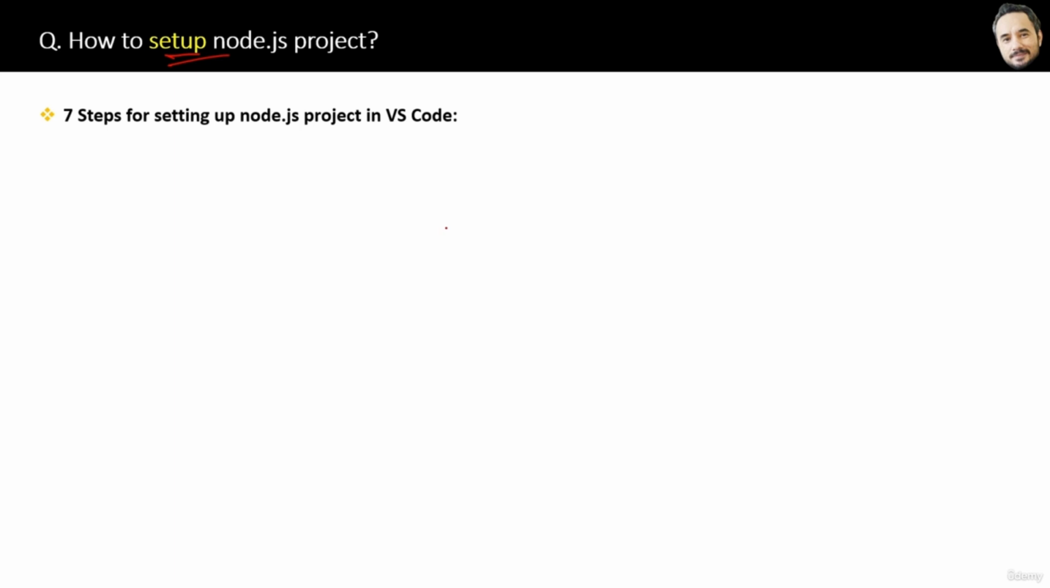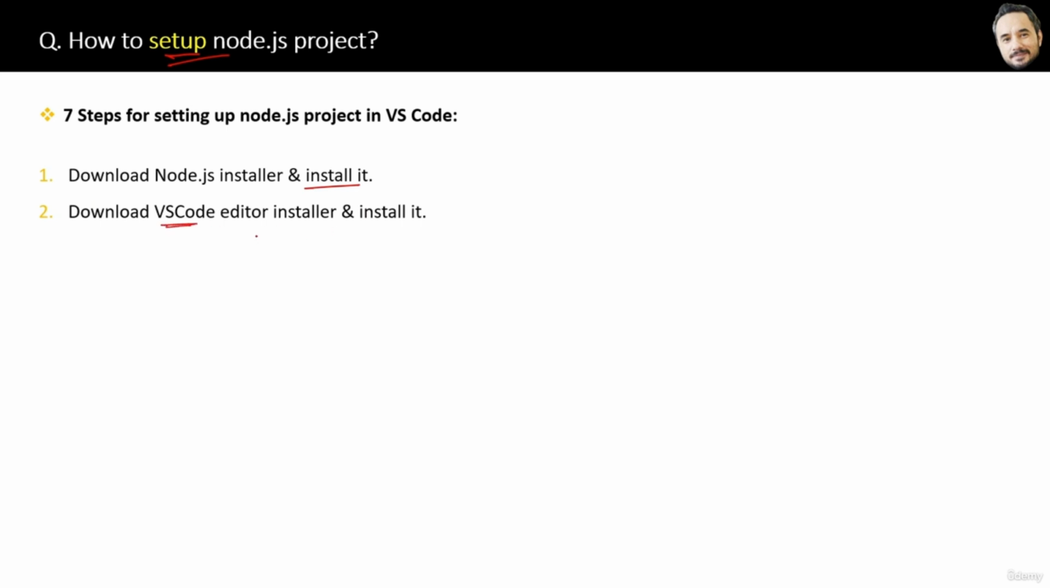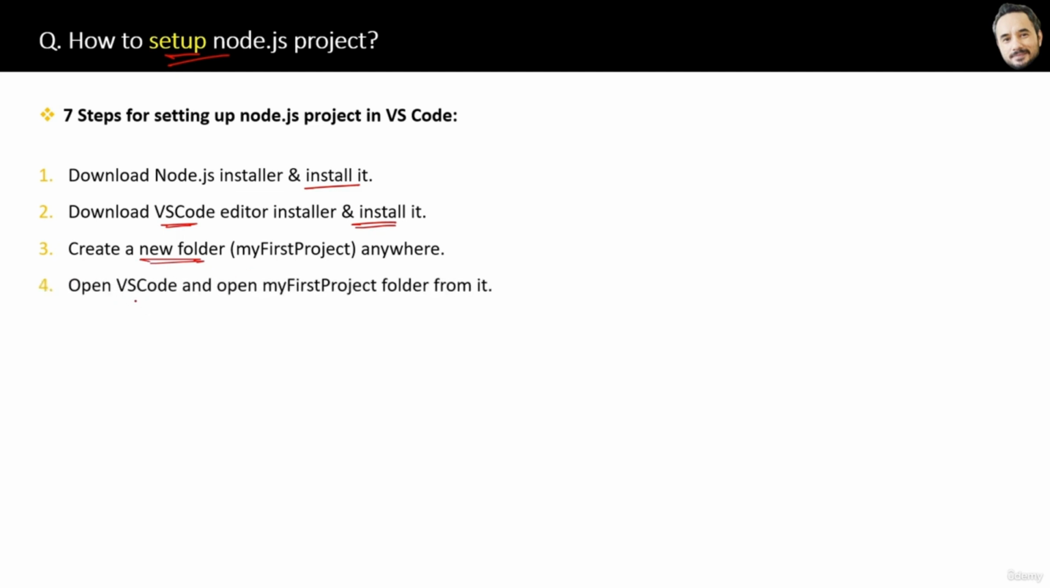Okay, no problem. So first, download Node.js from the internet and install it. Second, download VS Code or any code editor and again install it. Then create a new folder anywhere in your system, like my first project, a folder. Then open VS Code which you installed and open this my first project folder in it. Then in VS Code, open the terminal and run this command npm init -y.